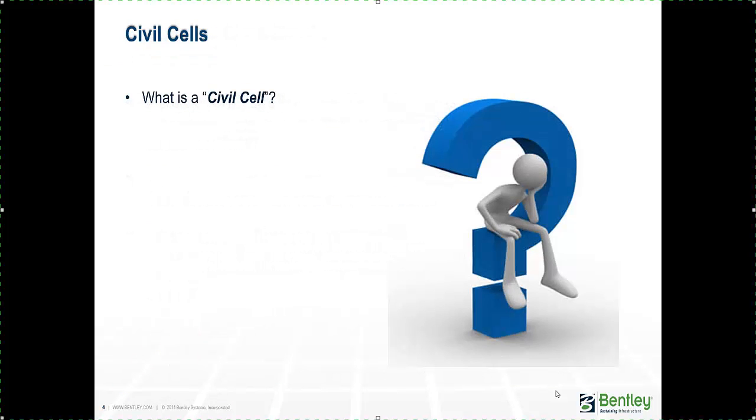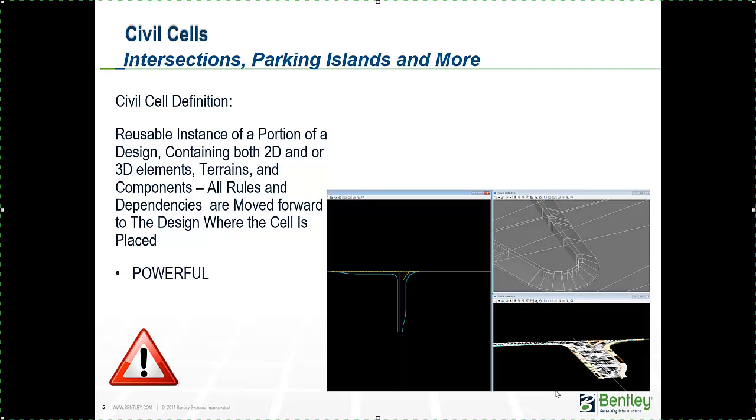What is a civil cell? It's a reusable instance of a portion of a design containing both 2D and 3D elements, terrains, and components. All rules and dependencies are moved forward to the design where the cell is placed. So it's going to conform to whatever geometric properties are in place in your design. The same intersection you see in the image here may look totally different when it's placed on your design with curved roadway and super elevation. In short, this technology is powerful.